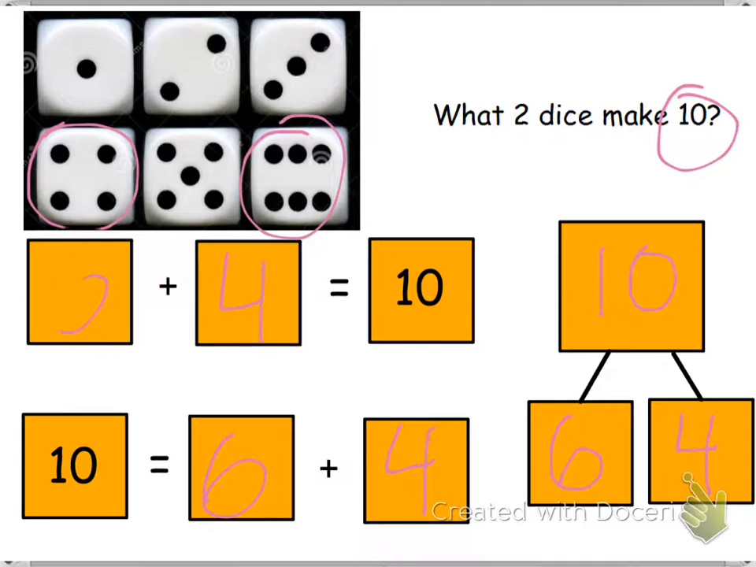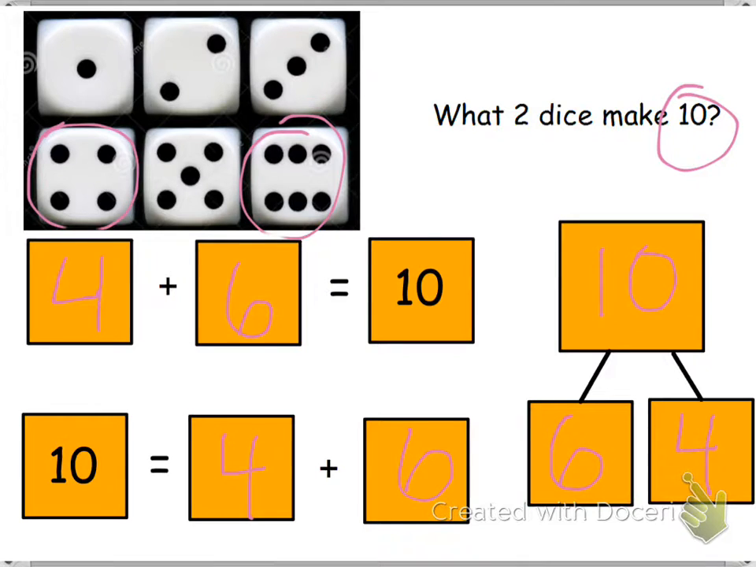And we know that we can do that switcheroo, and we can change those parts around to where that 4 can be the first part, to where it's 4 plus 6 equals 10, and 10 equals 4 plus 6, and it'd be the same thing.